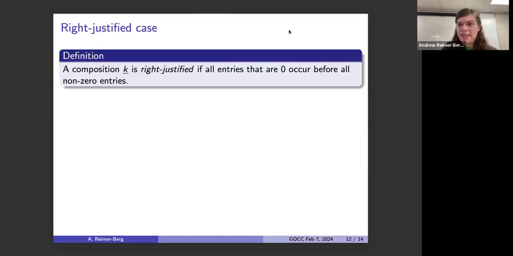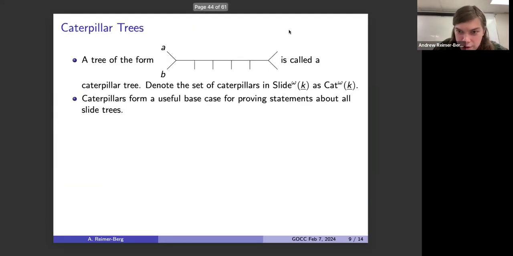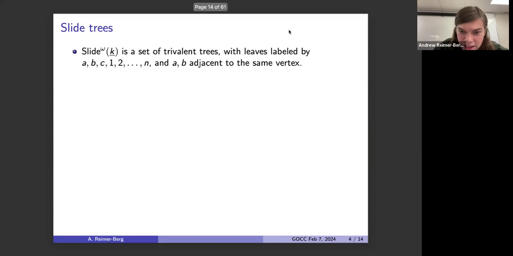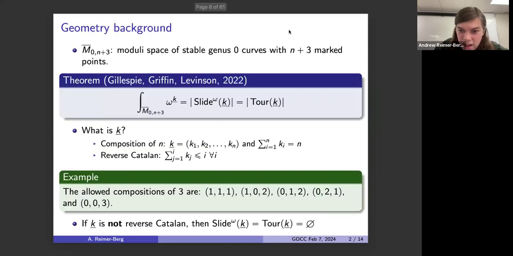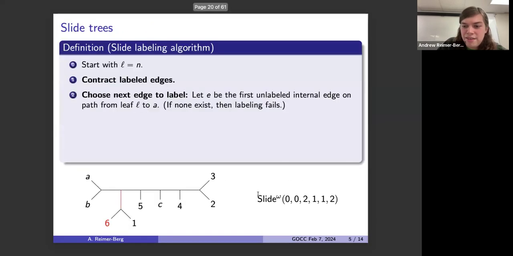And so the next case that we sort of bit off was for when k is right justified. What I mean by that is the composition k consists of a bunch of 0 entries followed by a bunch of non-zero entries. So let's see, if I go all the way back to when I first gave a bunch of compositions, the right justified ones would be 1, 1, 1, 0, 1, 2, 0, 2, 1, and 0, 0, 3. This 1, 0, 2 would not be right justified because it has a 0 after a non-zero. Okay, let's go back.